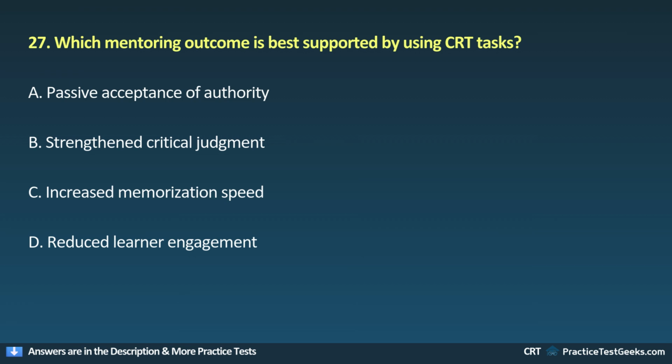27. Which mentoring outcome is best supported by using CRT tasks? A. Passive acceptance of authority. B. Strengthened critical judgment. C. Increased memorization speed. D. Reduced learner engagement.